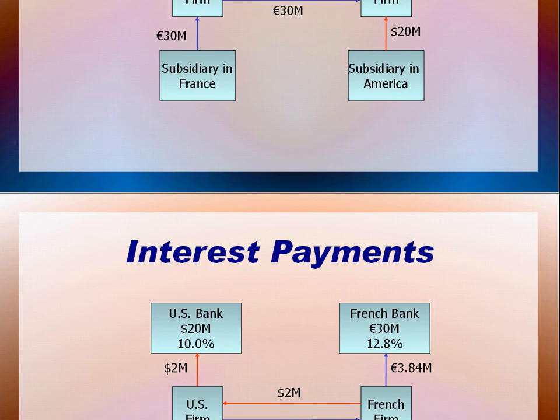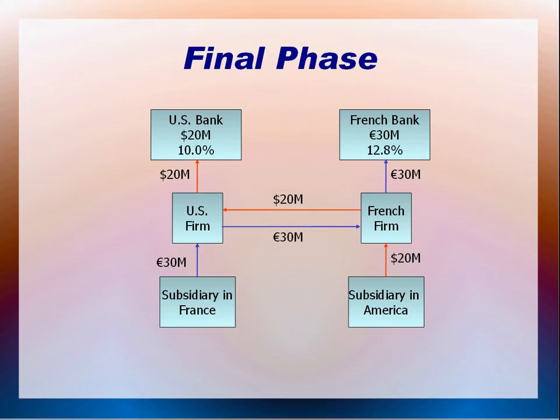The final phase of a currency swap is characterized with the exchange of principal. It begins at the subsidiary level again. You can see in the blue line representing the 30 million euros begins with the subsidiary in France flowing to its parent firm, the US. The 30 million then flows to the counterpart, the French firm, and ultimately ends up paying off the French bank loan.